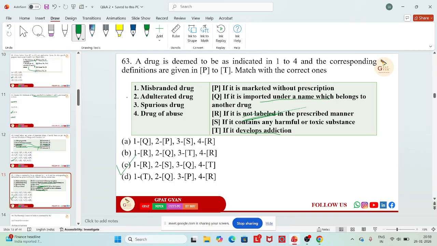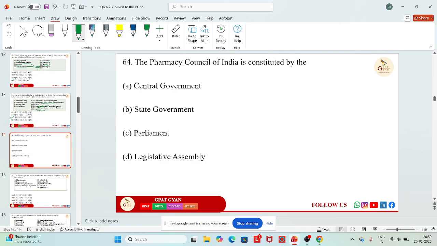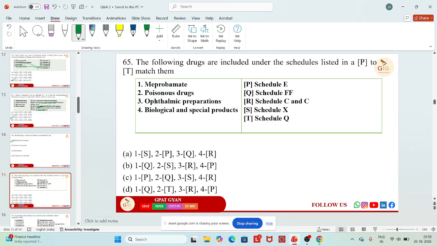It is very easy. And this is not going to come in your exam, but it is one of the previous year questions. So think how they are giving you 4 marks. Pharmacy Council of India is constituted by. This is going to come never. Central government. This is not going to come in any year in the upcoming GPAT. Next, another match the following for the schedules.